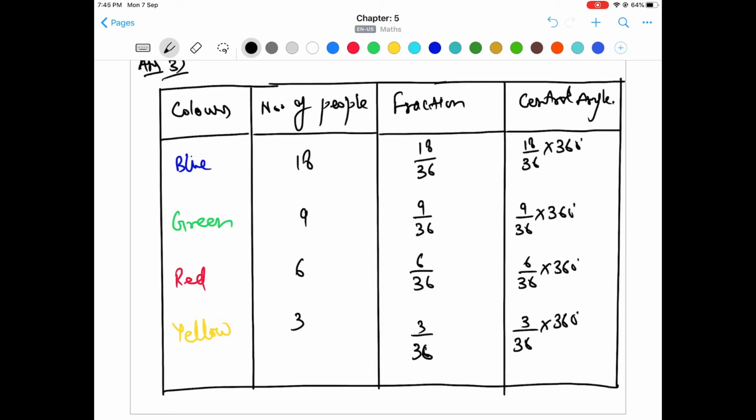In every case this 36 will give us 10 here, this 36 will give us 10 here, again this 36 will give a 10 here, and here also. So 10 into 18 is 180 degrees, 10 into 9 is 90 degrees, 10 into 6 is 60 degrees, and 10 into 3 is 30 degrees. So the central angle for blue is 180 degrees, for green 90 degrees, this will be 60, not 90, so this will be 60 here and 30 here.